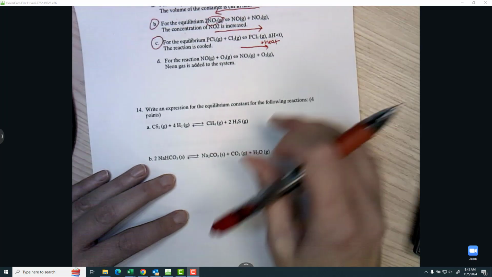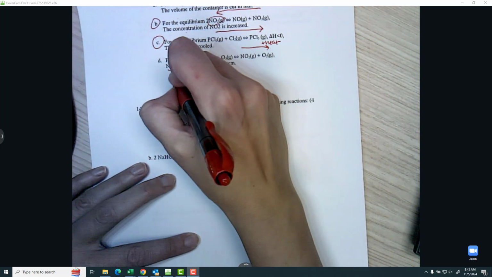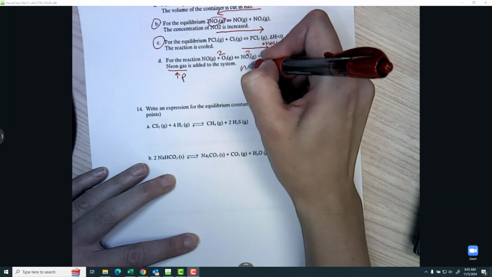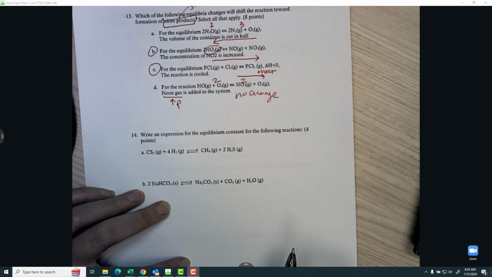And then for the last one, adding neon is a way of saying that I'm going to increase the pressure. So I'm looking at the moles of gas again. I see 2 moles on the left and 2 moles on the right. So doing this, neon would not change anything either way.